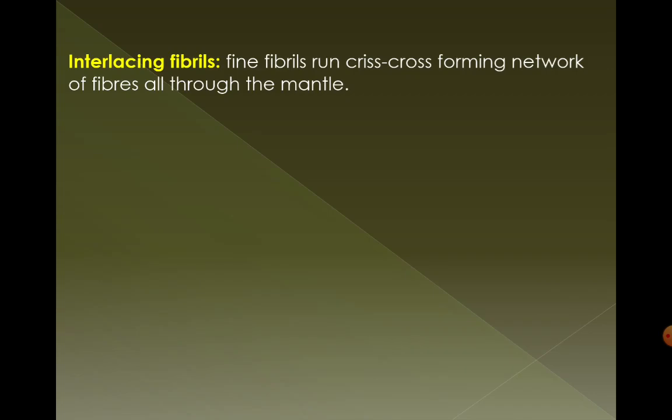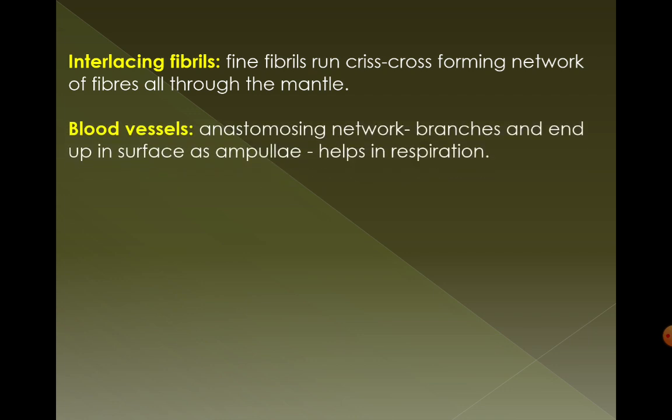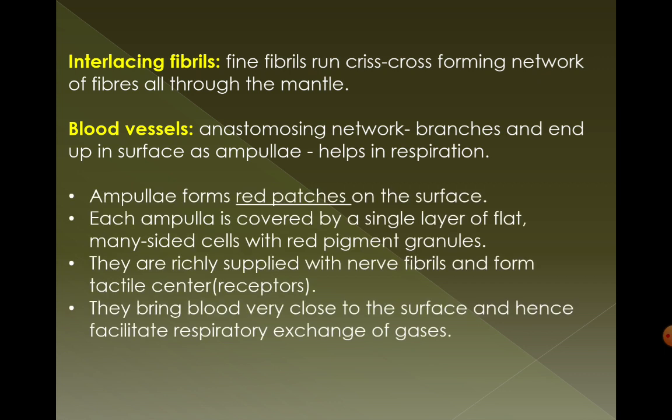Now coming to the interlacing fibrils, these fine fibrils run crisscross, forming the network of fibers all through the mantle. And the blood vessels form an anastomosing network, which means it branches out and ends up on the surface as ampullae. When blood flows into these ampullae, which are in the form of terminal knobs, it brings in the exchange of gases, thus helping in the process of respiration.